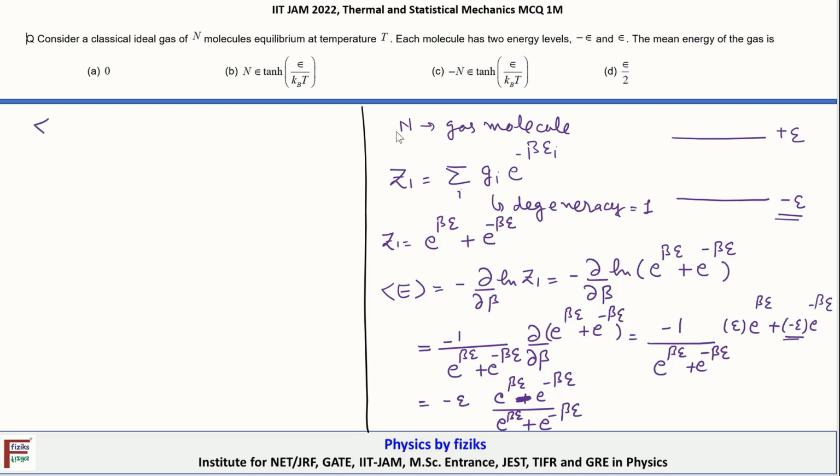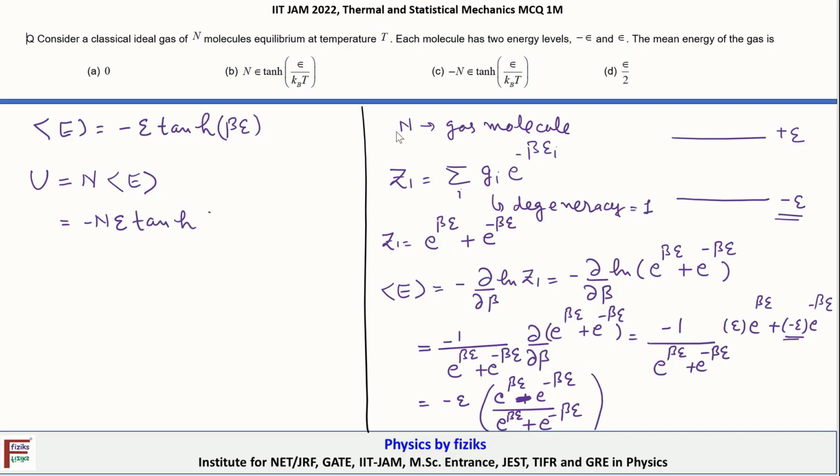So we can write it here, the average energy E is equal to minus E, and if you just take a look at this, it is equal to minus E tanh beta E. So that is the average energy per particle, because we are given a system of n molecules. Okay, so the average energy for n molecules will be simply the number of gas molecules times the average energy per molecule, and that is equal to minus N E tanh beta E. So this is our final answer.